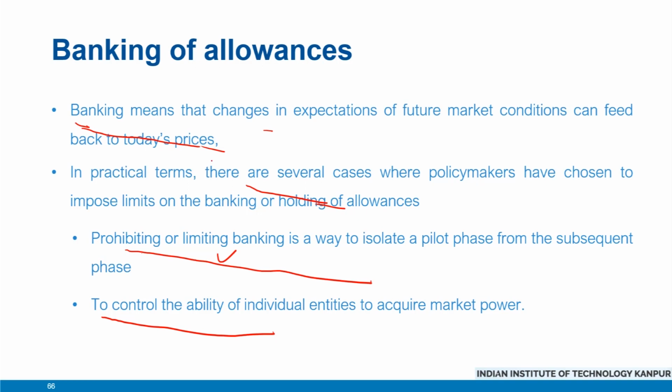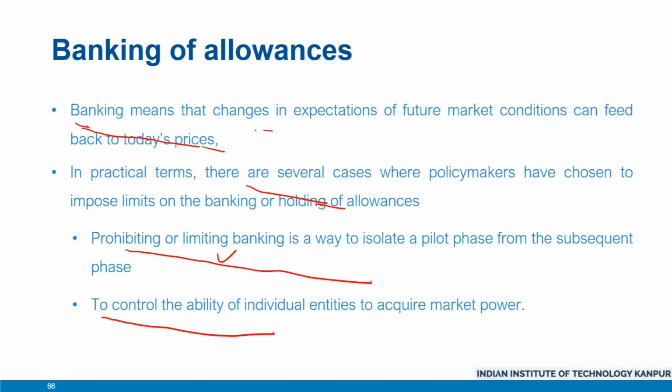To summarize this video, we discussed the concept of banking of allowances in the context of emission trading systems. We noted that while it's a very important policy tool, it should be used judiciously across different phases of emission trading systems. Unlimited and excess banking can have adverse outcomes for volatility and pricing efficiency, while when used in a judicious and controlled manner, it has a very positive impact on volatility and pricing efficiency.